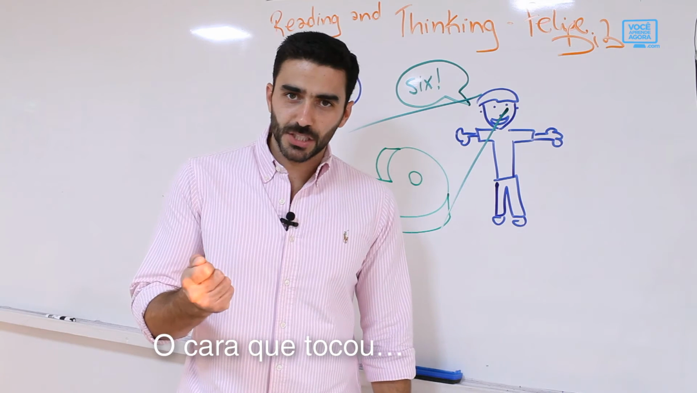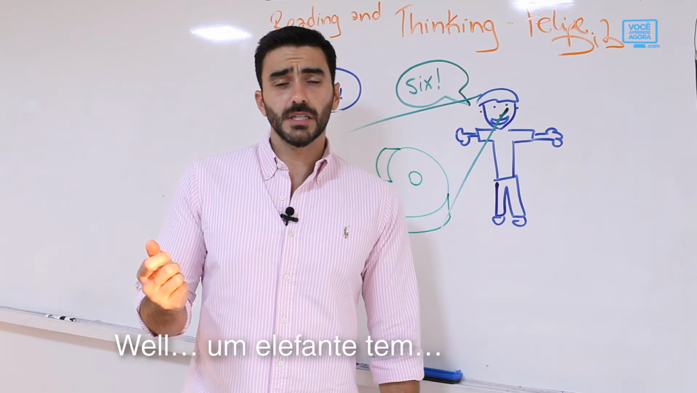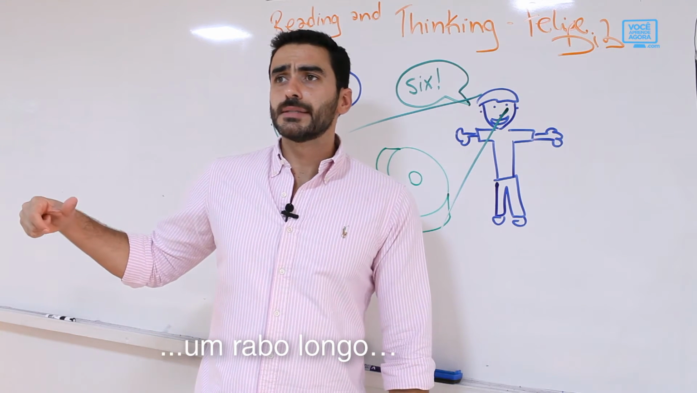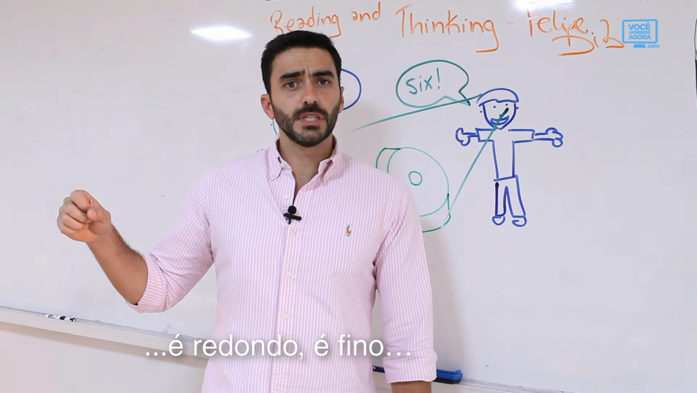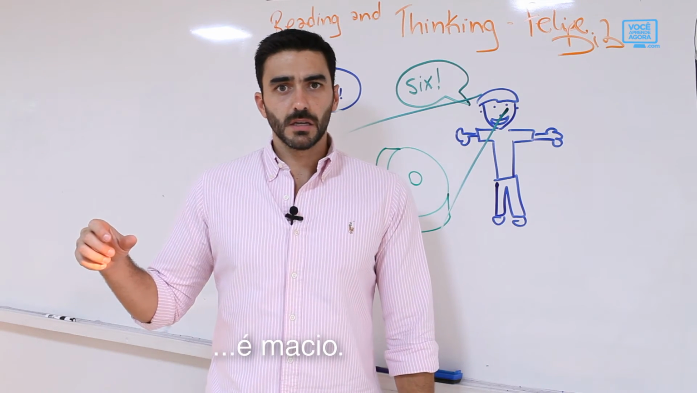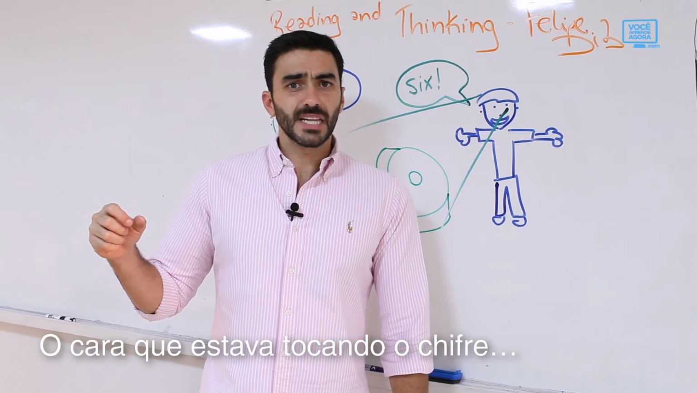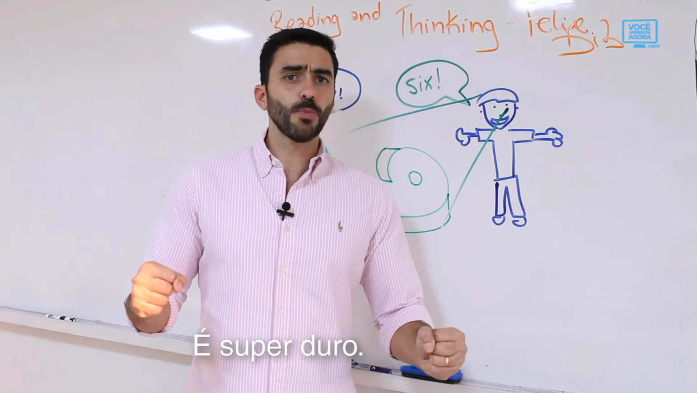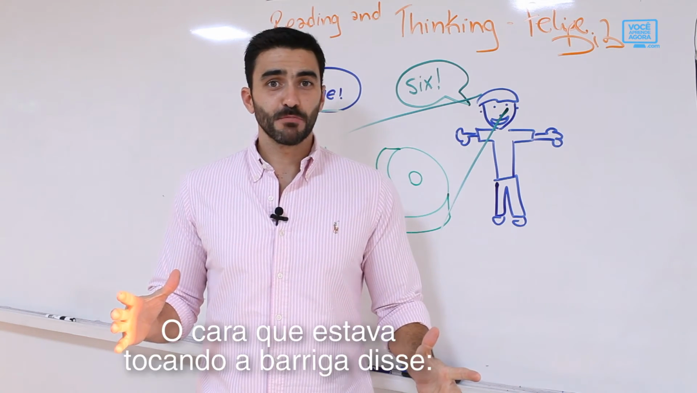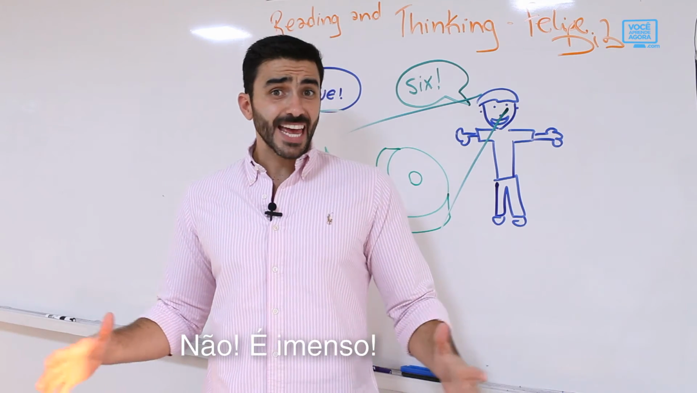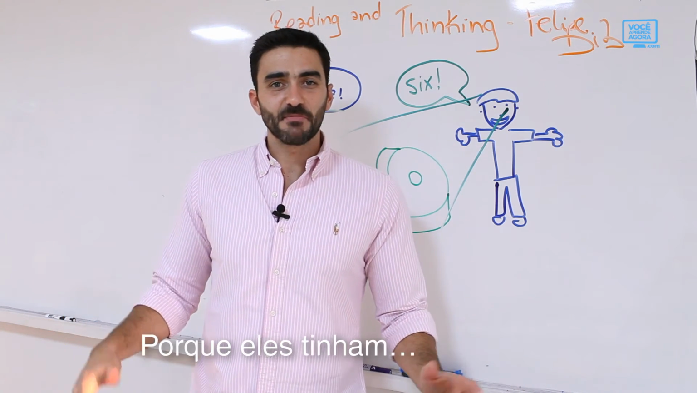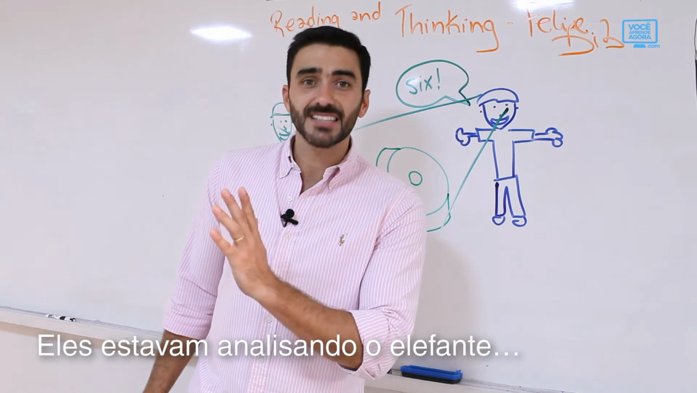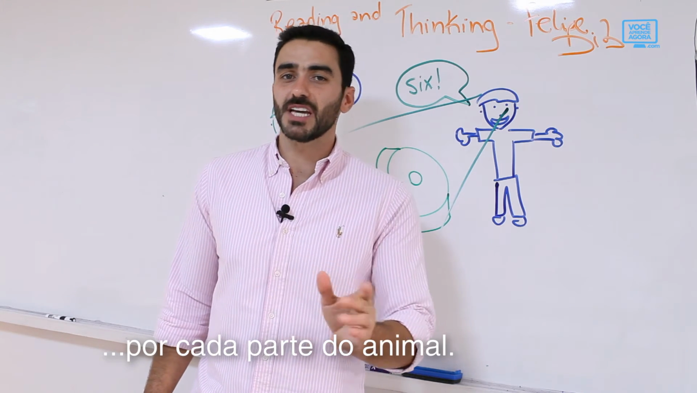The guy who touched the tail said, well, an elephant has a long tail, it's rounded, it's thin, it's soft. The guy who was touching the horn said, no, it's super hard, it's sharp. The guy who was touching the belly said, no, it's huge, it's big. Because they had different points of view. They were analyzing the elephant by each part of the animal.